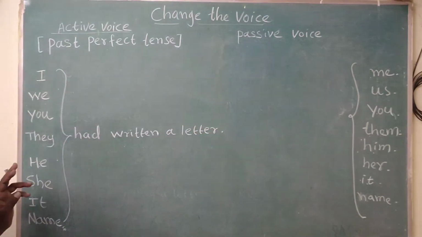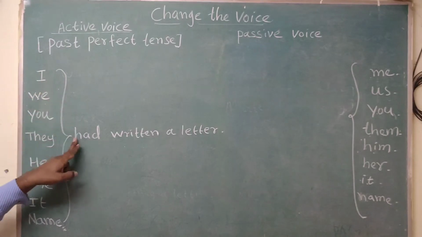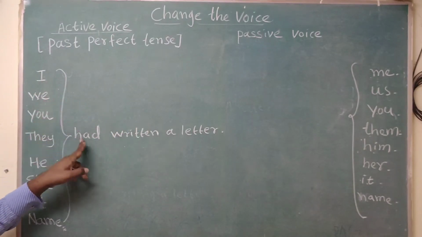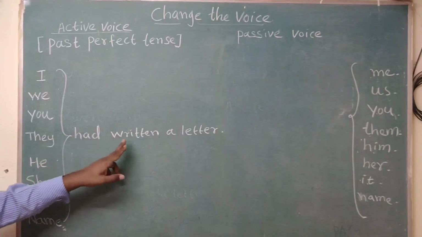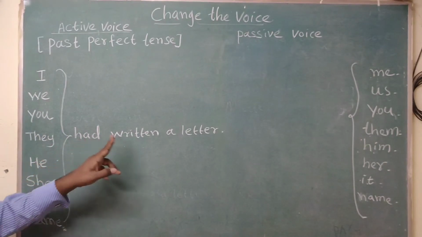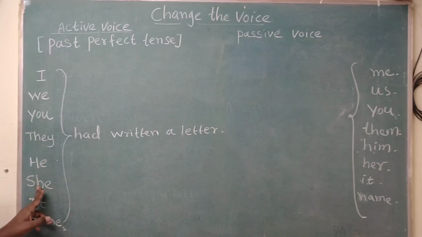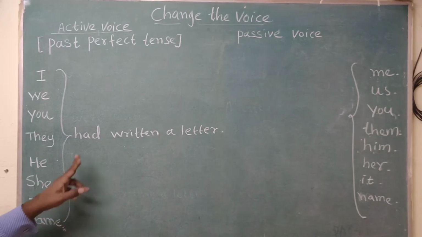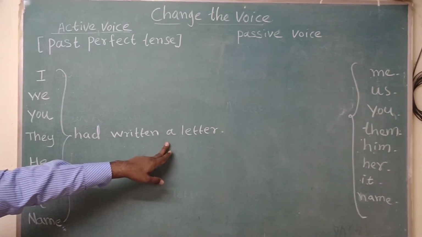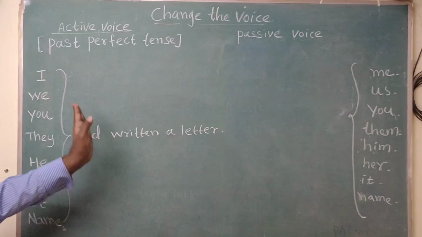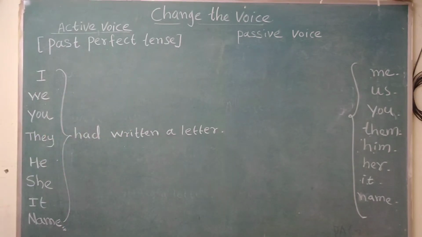Now here the sentences are: I had written a letter, we had written a letter, you had written a letter, they had written a letter, he had written a letter, she had written a letter, it had written a letter, name, take any name, had written a letter. Now how these sentences will get converted into passive voice, that we'll see.